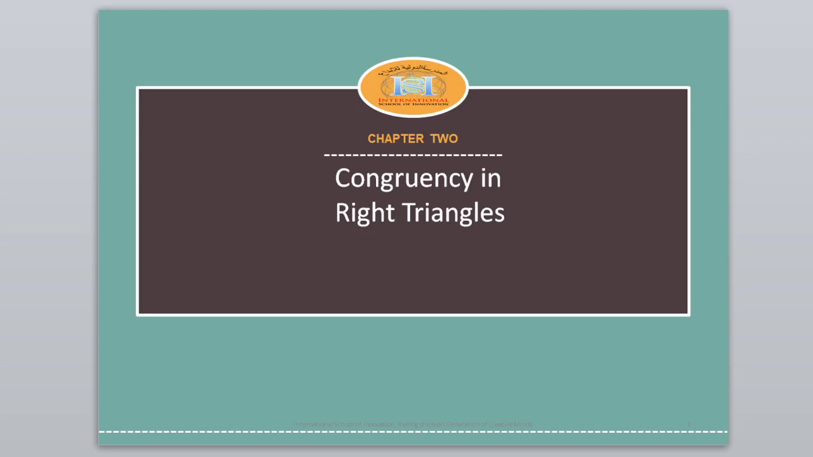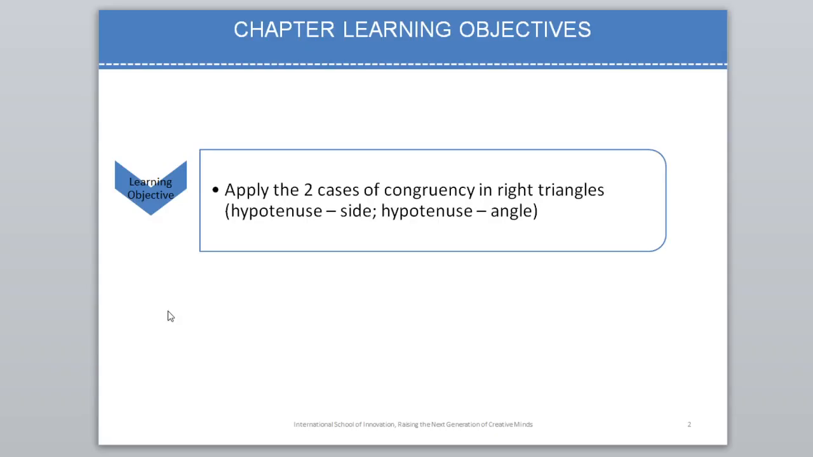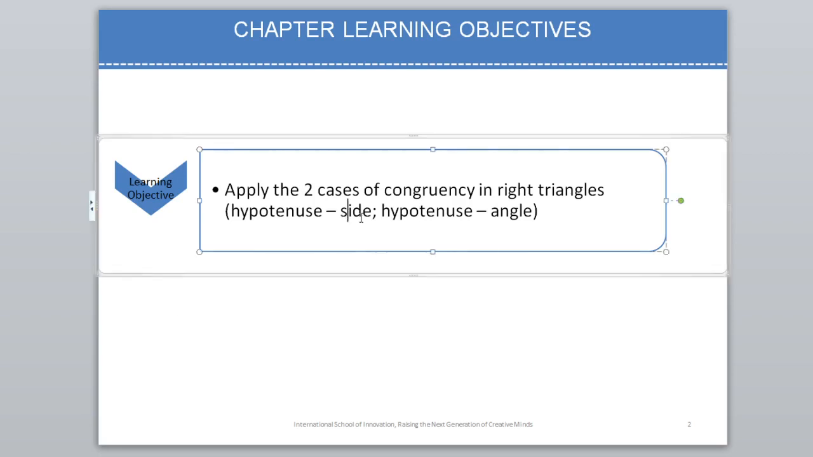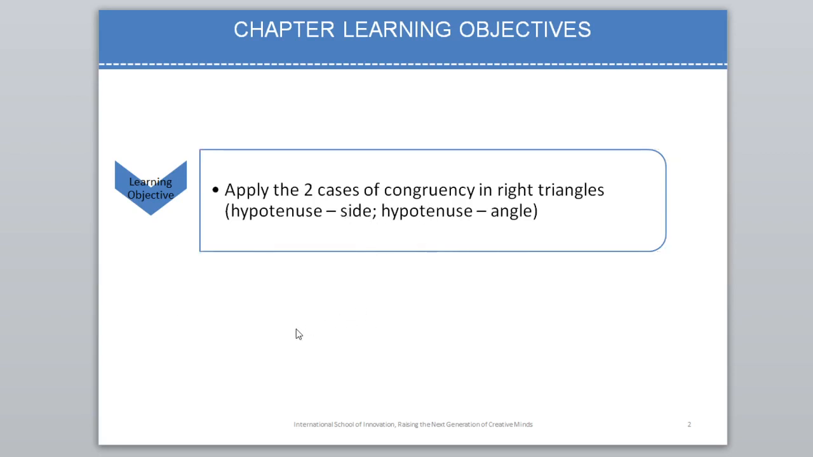So we are in chapter 2 in your books, in your electronic book that is on the drive for grade 8: congruency in right triangles. Okay? So let's continue. The objective here is to apply two cases of congruency in right triangles, hypotenuse side and hypotenuse angle.